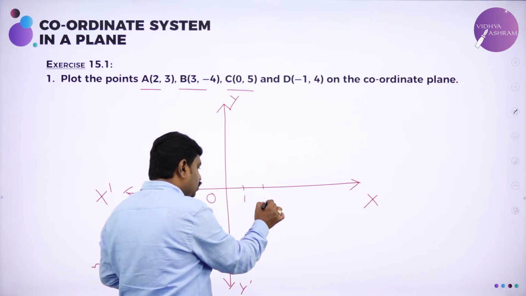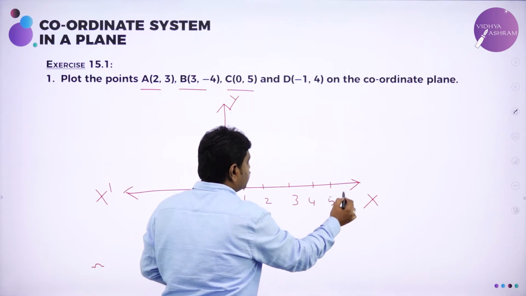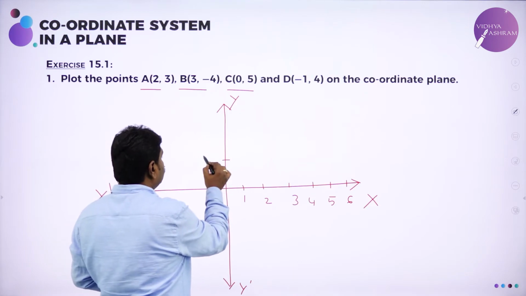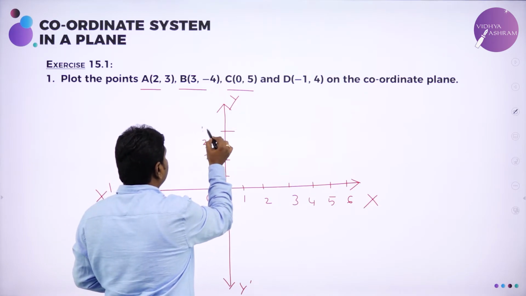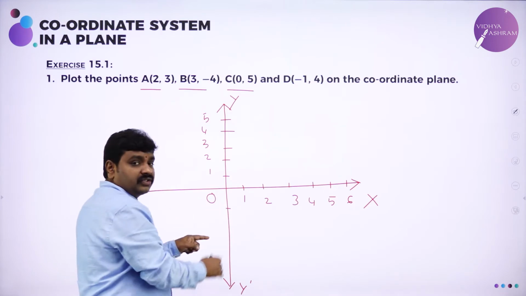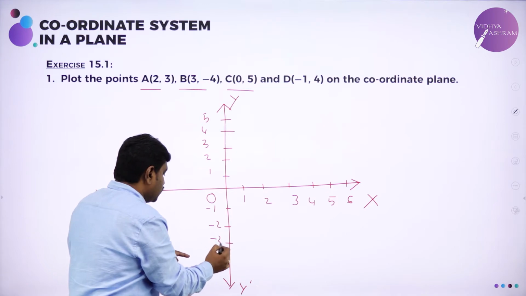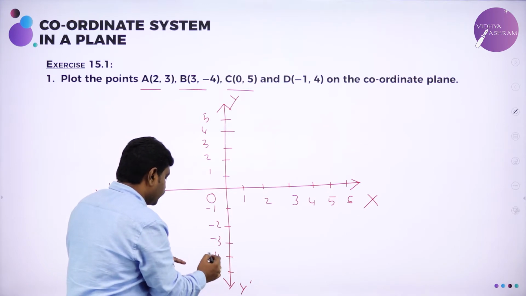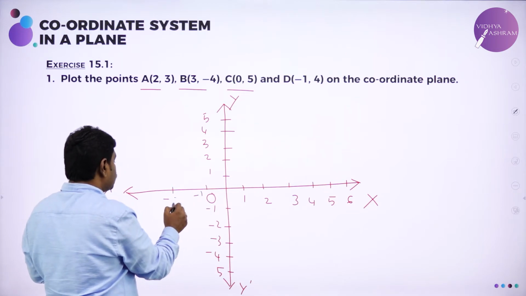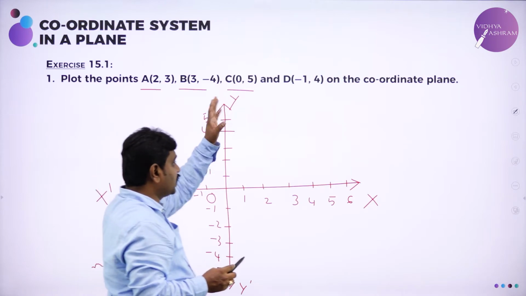So 1, 2, 3, 4, 5, 6, like that we'll plot. And here 1, 2, 3, 4, 5, it goes on. Here on the negative y-axis, -1, -2, -3, -4, -5. This is the negative x-axis, -1, -2, -3, -4, it goes on. Now we will start answering the question.